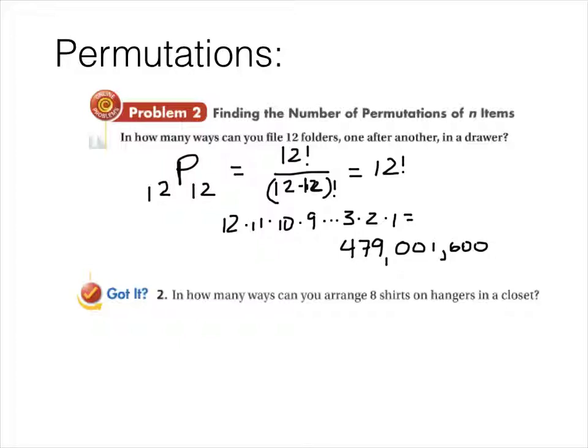Now, obviously, only some of them are going to make sense, but that's the total number of ways you could actually file them. How many ways can you arrange 8 shirts on hangers in a closet? This one's going to blow your mind, too. Go ahead and try it. Okay, it's a permutation of 8 things taken 8 at a time. It's 8 factorial over 8 minus 8 factorial, which is just 1. So it's 8 times 7 times 6, etc. And that comes out to be 40,320.